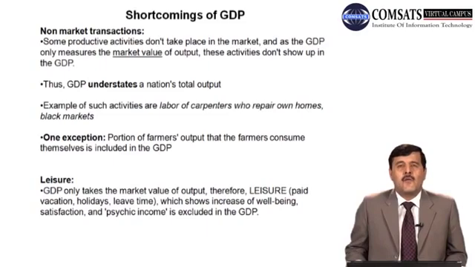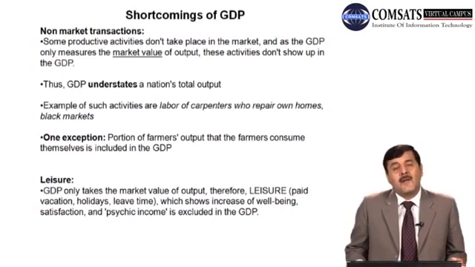तो जब हम national total output की बात करते हैं तो हम कह सकते हैं कि since some of the productive activities are not included in GDP, we can say that GDP understates the national total output. Now examples of such activities are labor of carpenters who repair their own homes, black markets, and so on. So these are some of the productive activities.